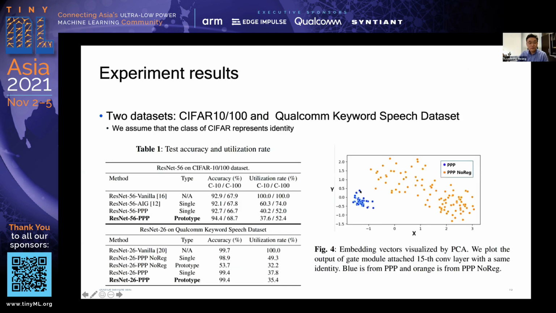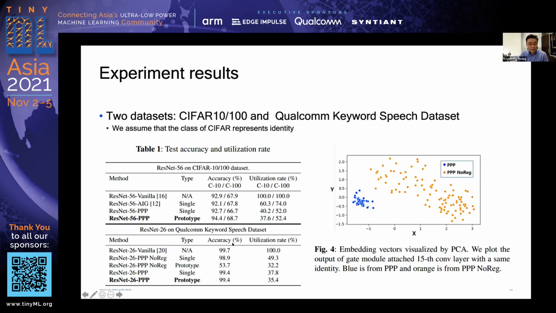Okay, this is the result for CIFAR-10 and 100 and the Qualcomm Keyword Speech dataset. The upper one is the CIFAR-10 and 100 dataset. We assume that each class is a kind of person, so these are the networks for a certain class. If you see here, the performance is a little bit better sometimes and similar otherwise, and the utilization rate is reduced to 37%, which is better than the other methods.